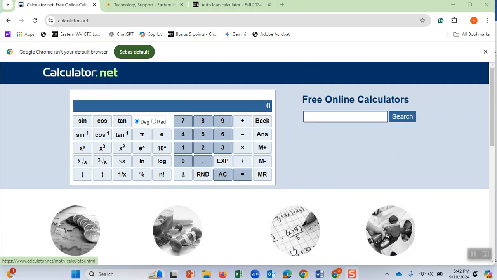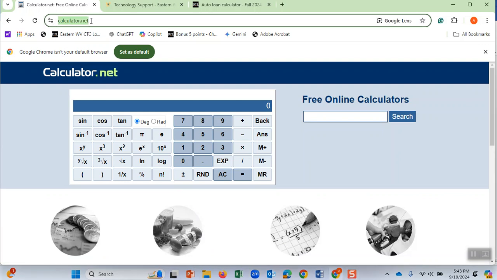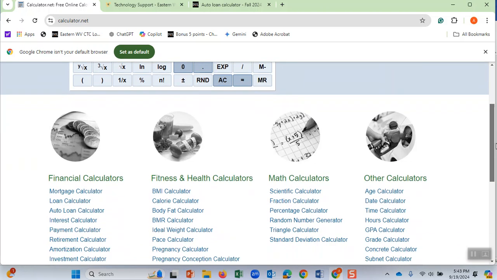Hello, students. One of the very important issues regarding personal finance is understanding interest, compounding interest, and how they are calculated. If you look at here, it is written calculator.net. If I scroll down a little here, it is written auto loan calculator.